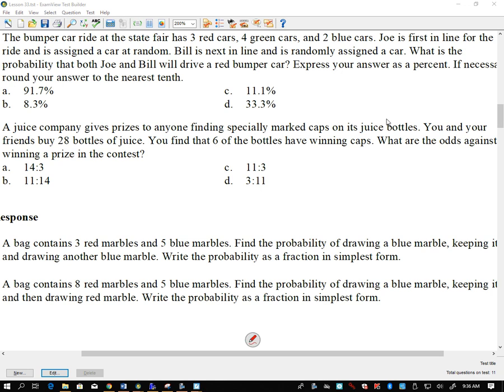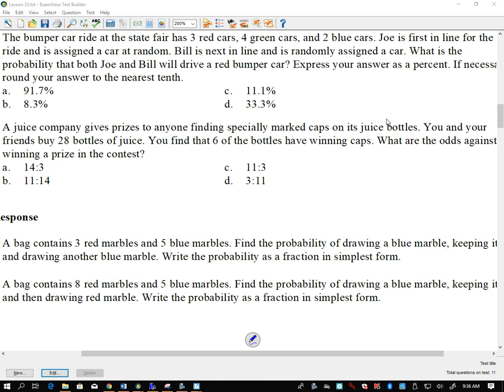A bumper car ride at the state fair has 3 red cars, 4 green cars, and now 2 blue cars. That adds a little bit more to it. Joe's the first in line on the ride and is assigned a car at random. Bill's next in line, randomly assigned a car. What is the probability that both Joe and Bill will drive a red bumper car? Express your answer as a percent. If necessary, round your answer to the nearest tenth.